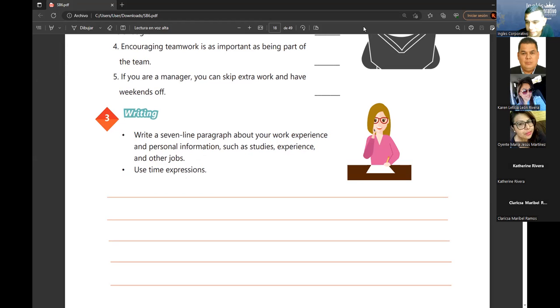¿Perdón? From, to. A ver, ¿cuál es otro? Since. Exactly. Then. Until. Since.